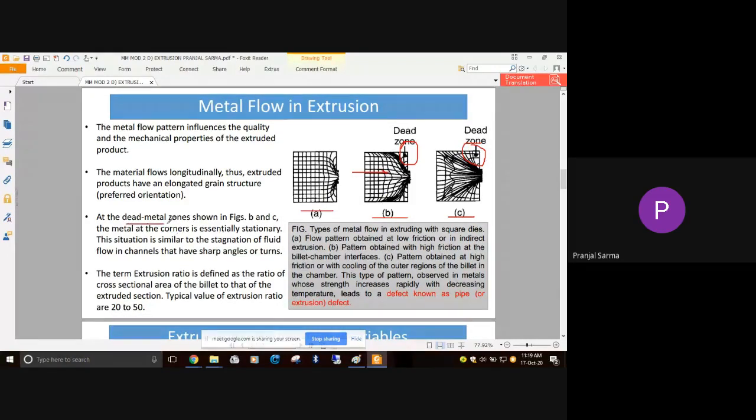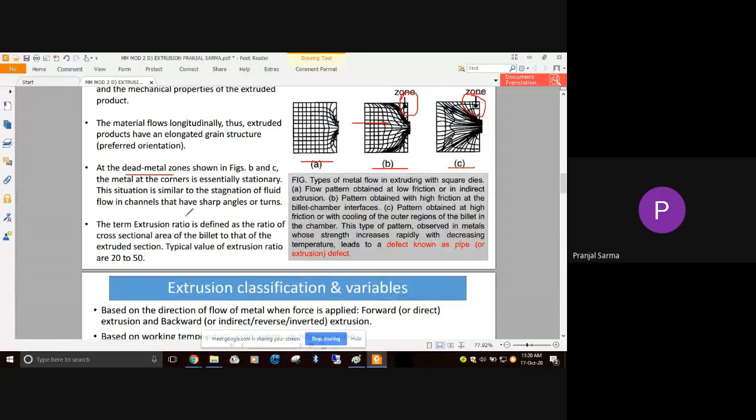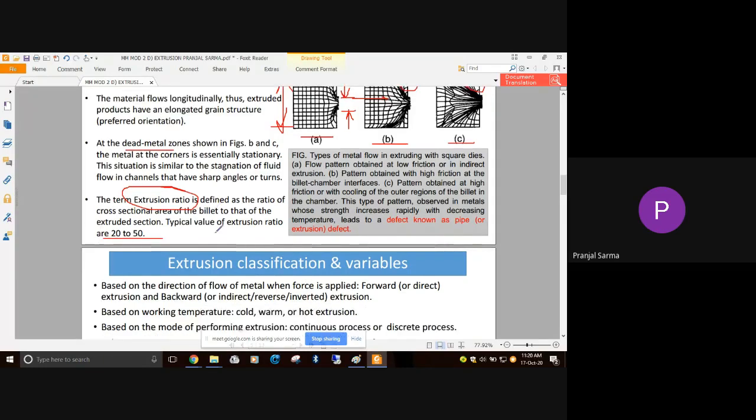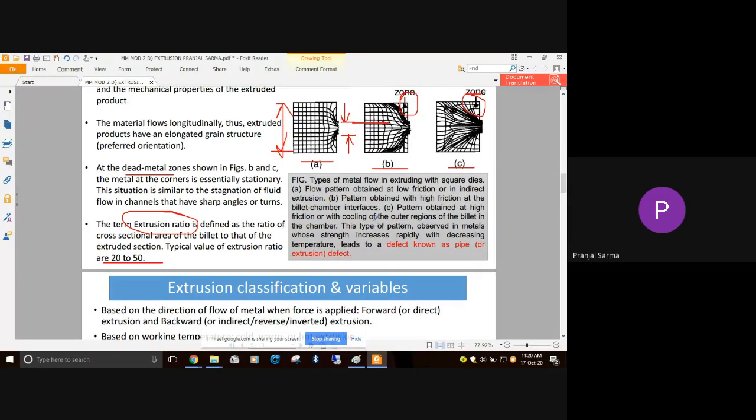We discussed the dead metal zone, and after that the extrusion ratio, which is nothing but the ratio of the cross sectional area of the billet to that of the extruded section. That is the reduction that we get. The typical value of extrusion ratio is 20 to 50, that kind of reduction is generally achieved. Those things we have already discussed.